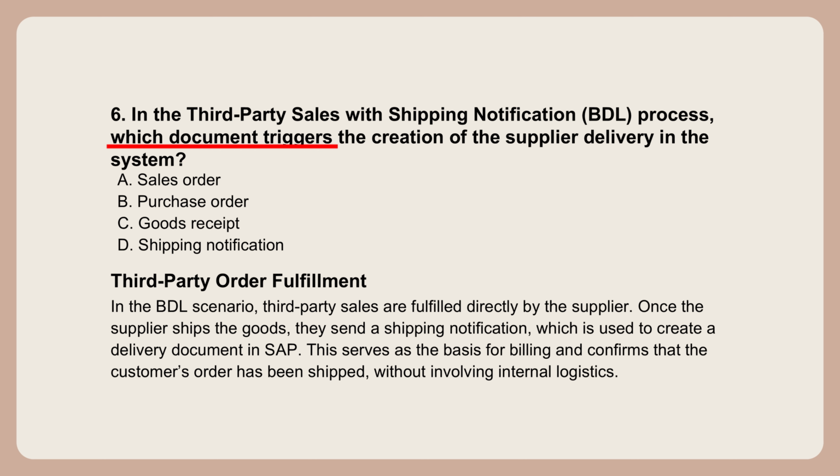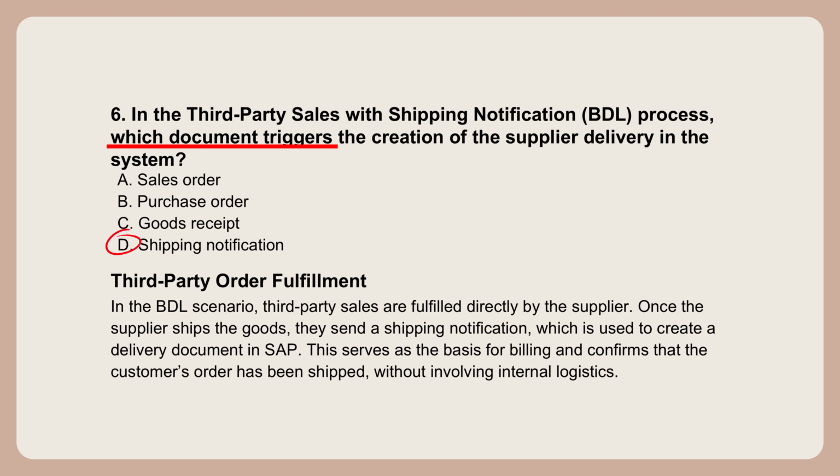Good question. It highlights the system-to-system, or at least business-to-business interaction. The trigger, according to the source, is the shipping notification that the supplier sends you. The supplier sends us a notification, like an EDI message or something. Usually, yeah, or through a portal. But the point is that incoming message, that notification, is the signal to your S/4HANA Cloud system that the goods are shipped. And that notification triggers the creation of the supplier delivery document within your system.